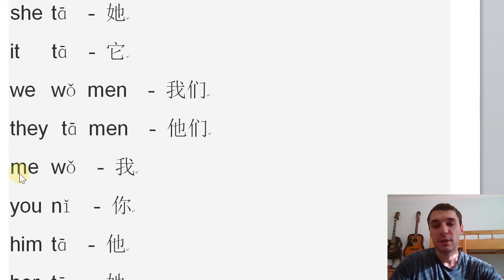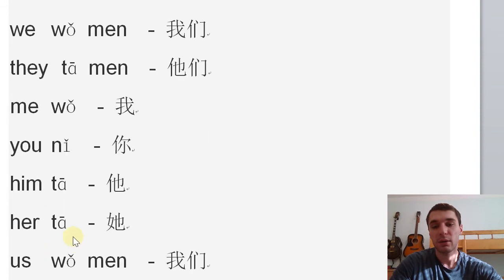Objective pronouns. Me, the same, 我, no changes. You, 你, him, 他, her, 他. So give me. How to say give me? 给我. In English, we change, right? Before we had I, now we have me, but no changes in Chinese. So everything is very easy.